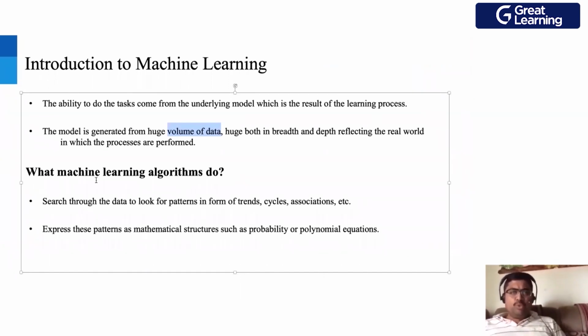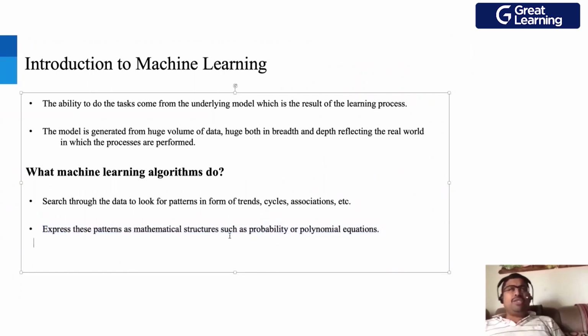Then what do the algorithms do? Machine learning algorithms, be it supervised or unsupervised, I'm not distinguishing here, search through the data to look for patterns, as Anil mentioned, in the form of trends, cycles, associations, and then express these patterns as mathematical structures. This is the important piece. At the end of the day, any relationship, any pattern that you are finding, the human mind can understand intuitively, but you have to represent it and explain it to others. You need to put it literally, symbolically, somewhere, so that others can comprehend. Your intuition has to translate. That is nothing but these mathematical structures.